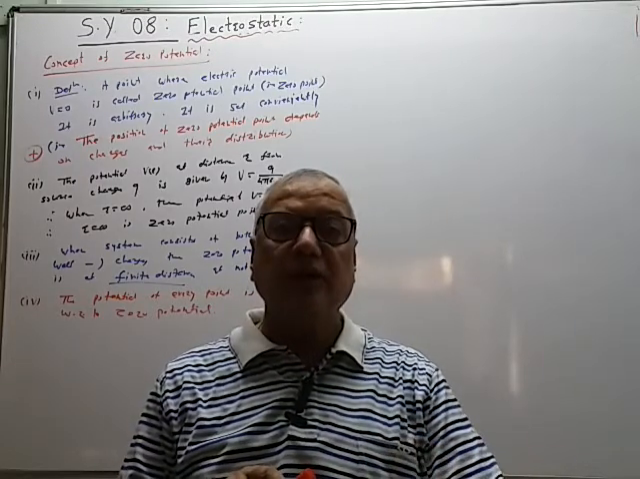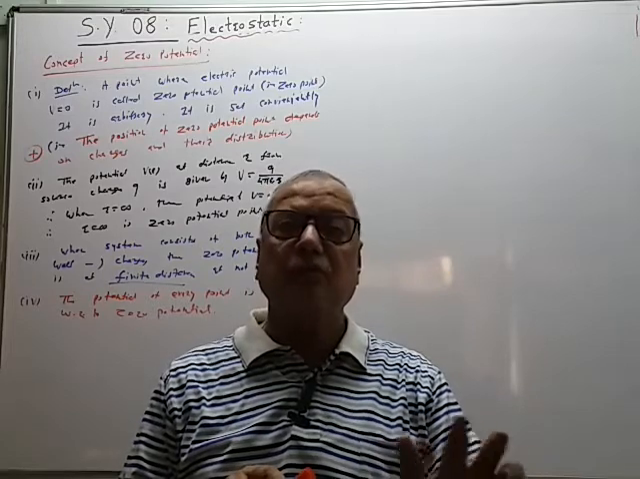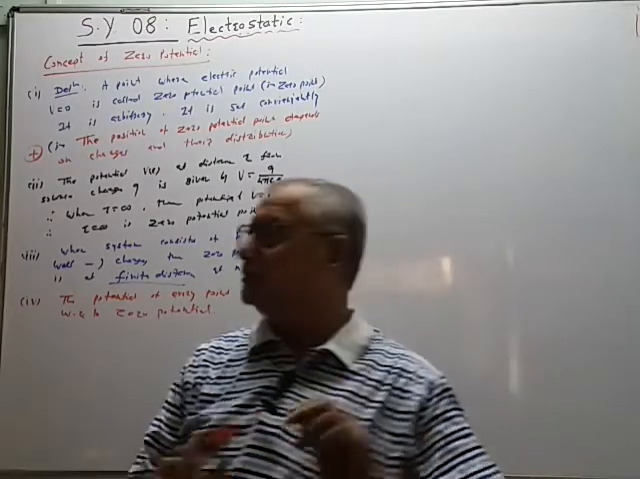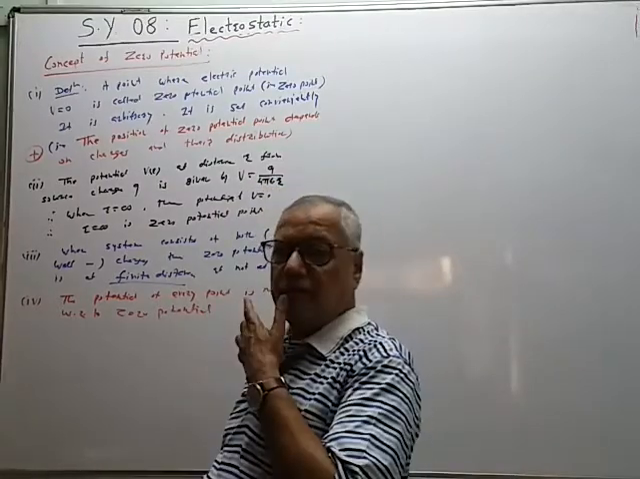It may be 180 volt, it may be 230 volt, it may be 440 volt etc. So that neutral line is this zero potential point.